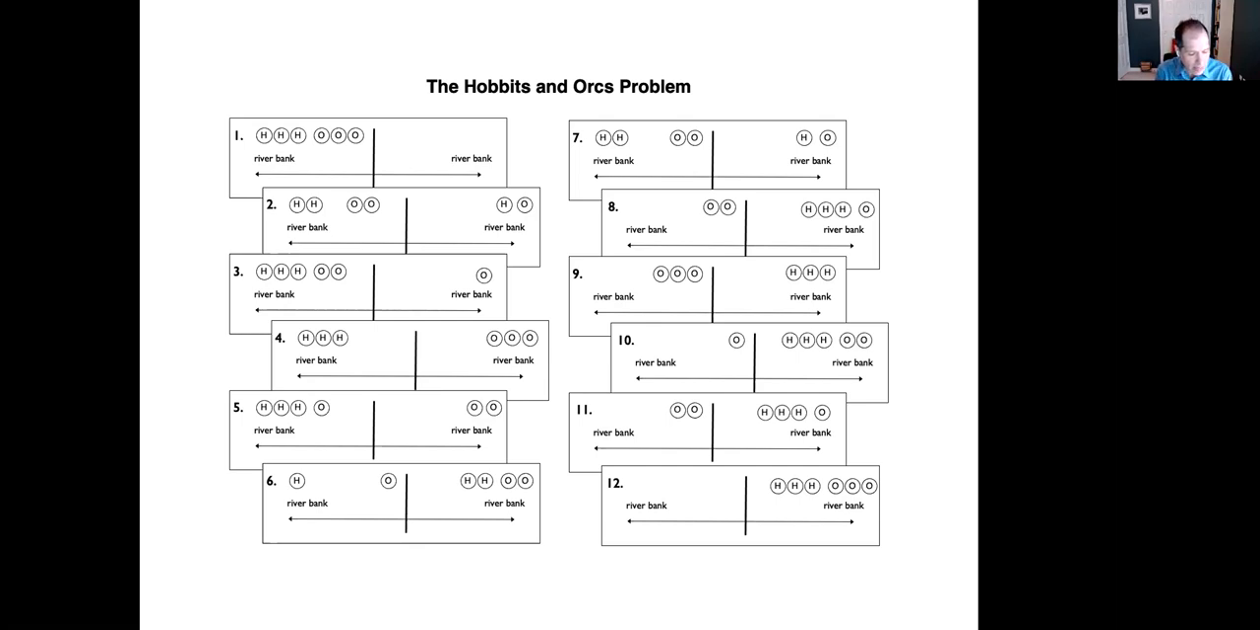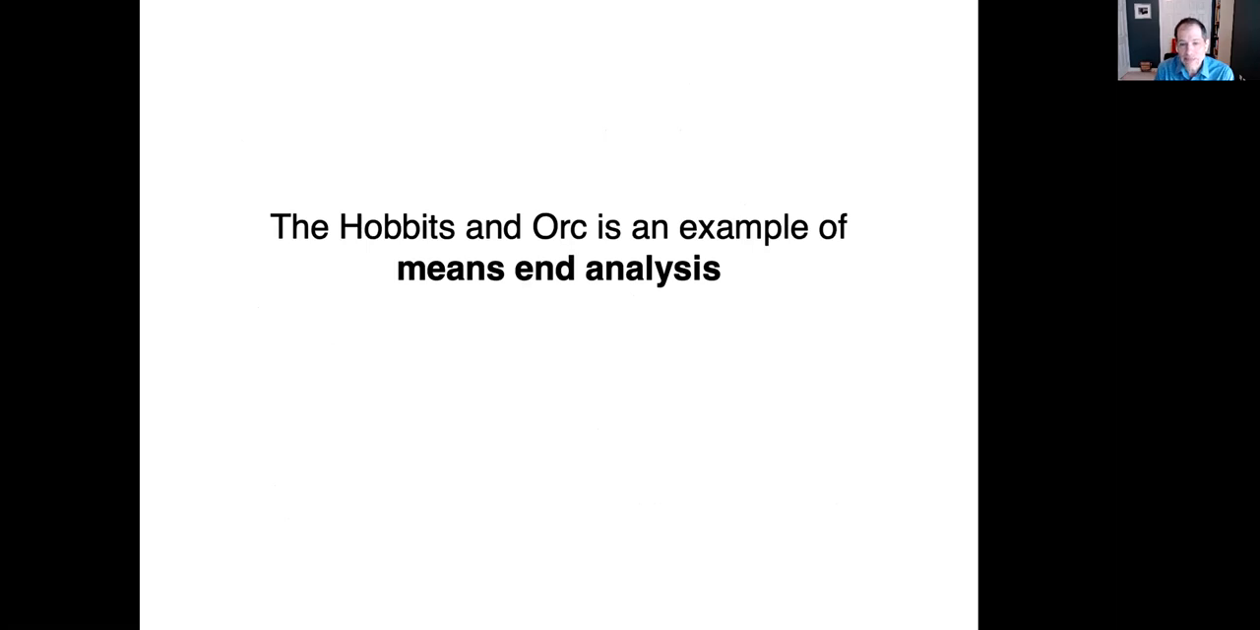Now, it's unlikely that most people would notice the analogies between those two, but maybe some of you did. I want to talk about that in a little bit, whether or not people use knowledge to solve problems via analogy. So the Hobbit and Orc problem is an example of means-end analysis.